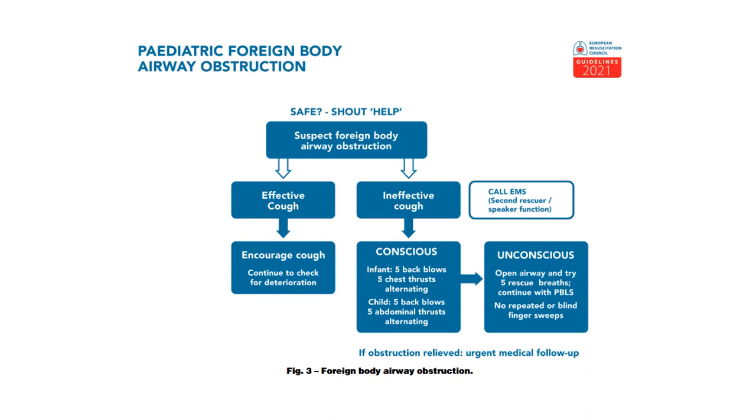If they suddenly develop an ineffective cough, then you call for help. And once you've called for help, you do back blows, first 5 back blows. If possible, especially in smaller children, try to use gravity: tilt them a bit so that their head is down, and then hit in the middle of the back quite hard, so that you think each hit is going to push that thing out.